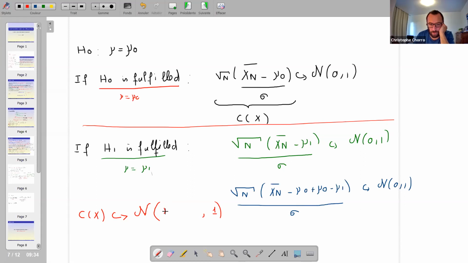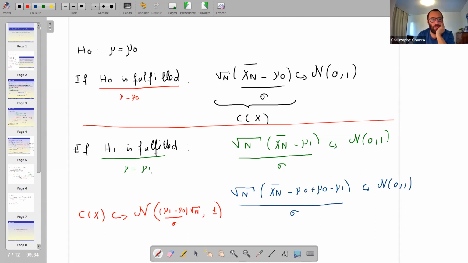So it is (mu1 minus mu0) over sigma times the square root of n. C of X follows, when mu is equal to mu1, a Gaussian distribution. Under H0, this C of X follows N(0,1). Under H1, C of X also follows a Gaussian, but with a known mean, that is (mu1 minus mu0) over sigma times the square root of n.